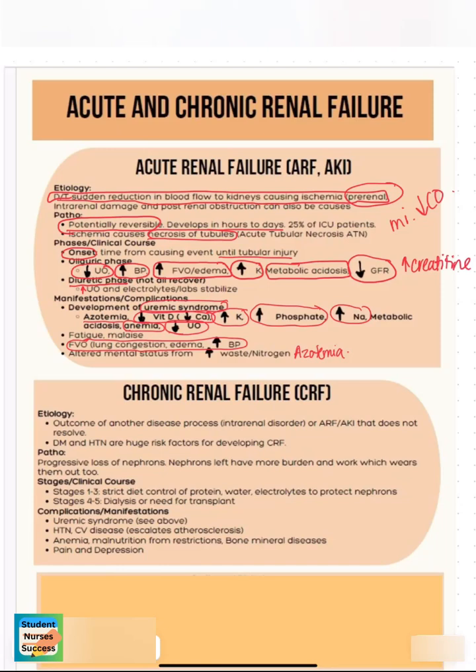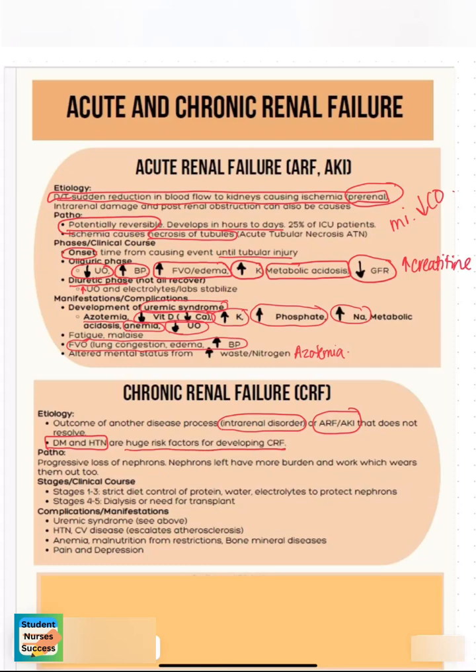Chronic renal failure cause is usually from another disease process, maybe an intrarenal disorder, maybe polycystic kidney disease or glomerular nephritis or nephrotic syndrome that did not resolve, or chronic renal failure can be from acute renal failure that does not resolve. We also know that patients with diabetes and high blood pressure most often develop chronic renal failure as part of their comorbidities. So, diabetes and hypertension are probably the biggest risk factors for developing chronic renal failure.